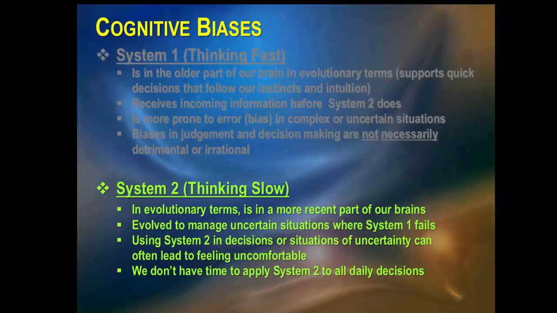System two, thinking slow. In evolutionary terms, it's in a more recent part of our brain. It evolved to manage uncertain situations. Commonly, doing this kind of work leaves you feeling uncomfortable when you have to make a decision in uncertain circumstances.